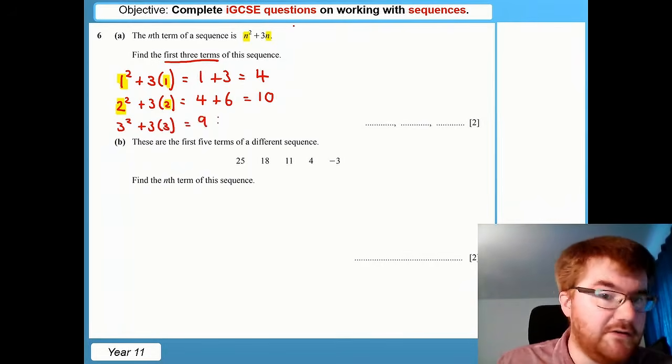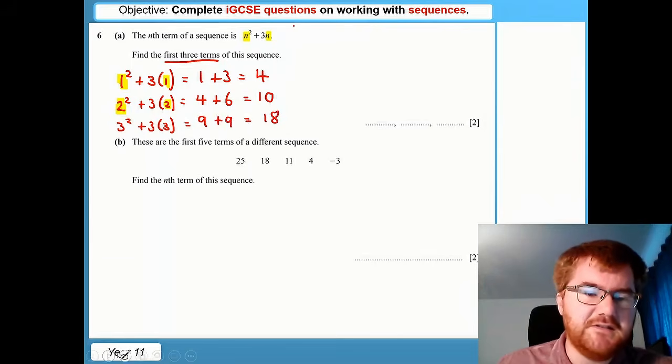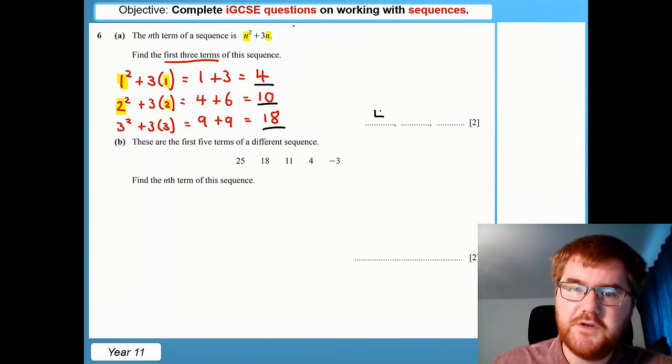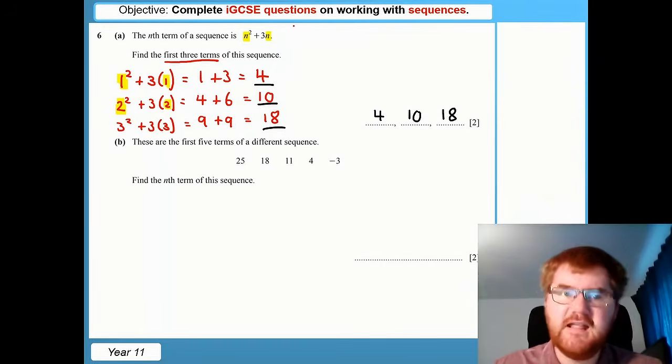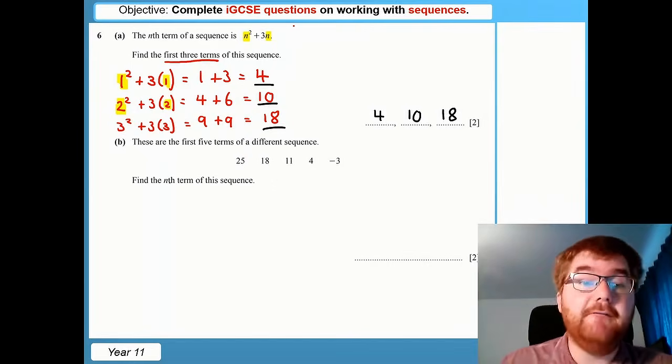3 times 3 is also equal to 9, and therefore we get our third term of the sequence. So this is what we've been trying to look for, these numbers here: 4, 10, and 18, which we're going to write over here, like so. And now we've got the first 5 terms of a different sequence, and we're going to find the nth term of this sequence.